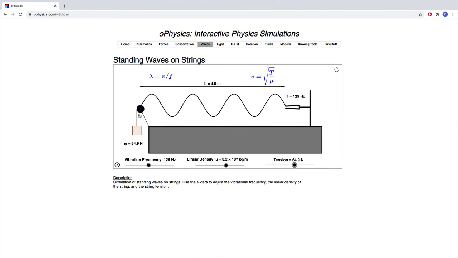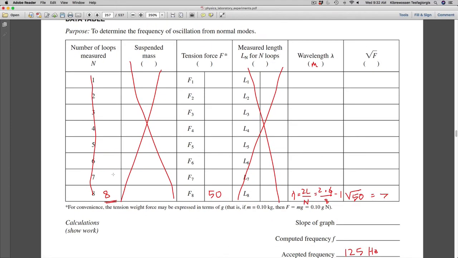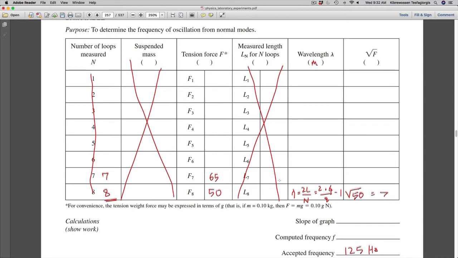Then I'm going to come and count how many loops I have. 1, 2, 3, 4, 5, 6, 7. So I have 7 loops. For 7 loops I was able to create, now my 7 is here. 7 loops was created at a force of 65 Newton.